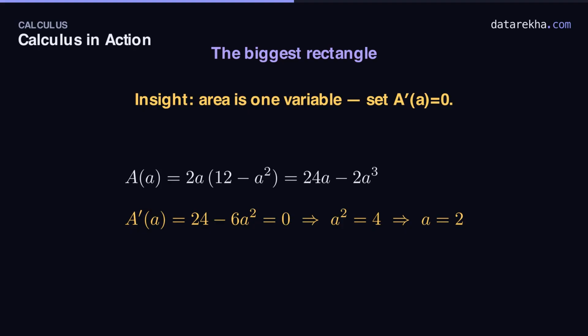A prime is 24 minus 6a squared. Set it to 0, and a squared is 4. So a equals 2. Confirm it's really a maximum. A double prime is minus 12a, which at a equals 2 is minus 24, comfortably negative. A dome. So yes, a genuine maximum.